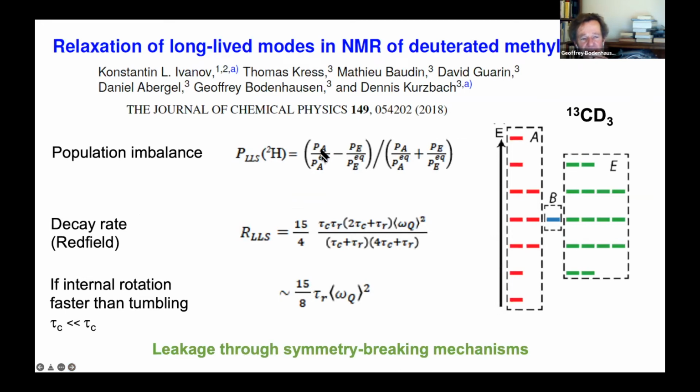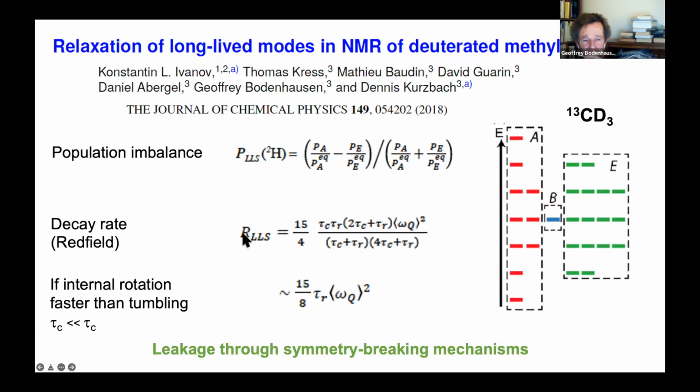And then you can define a population of the A manifold, normalize it by the population of the same manifold minus the population of the E manifold, also normalized, divided by the sum of these populations. And we call this the long-lived state, referring to the deuterated system. And you can now calculate with Redfield theory what the decay should be of this long-lived state.